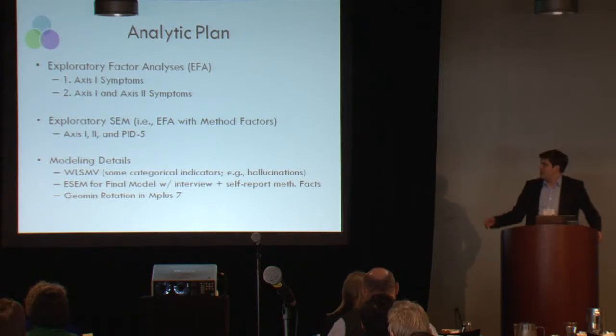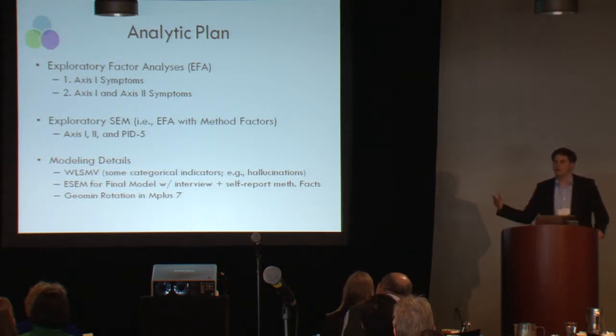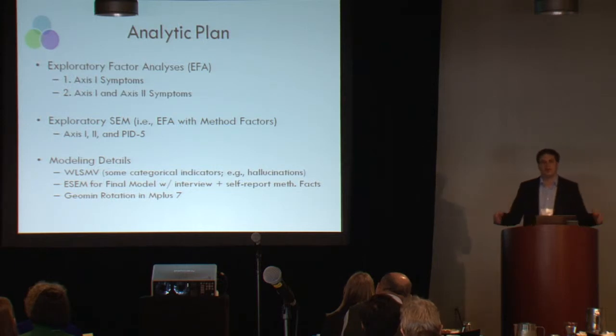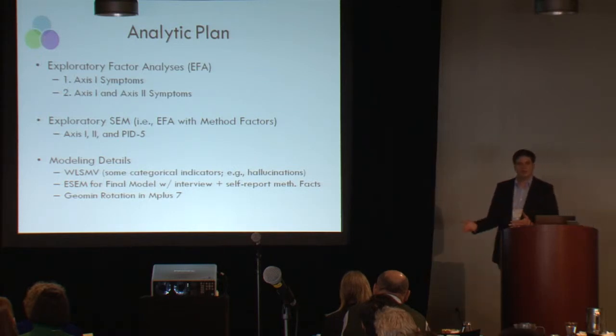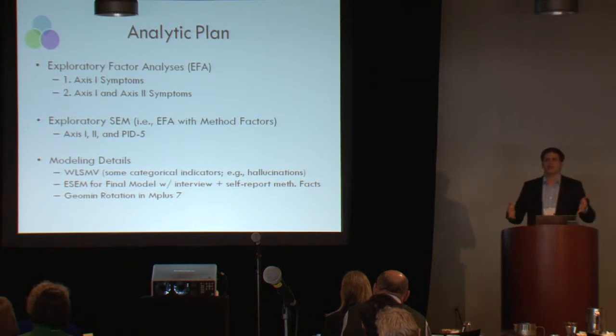And then in the end, we use exploratory SEM to integrate axis 1, axis 2, and the PID-5. Exploratory SEM, for those who may be less familiar, is a way to do exploratory factor analysis, but also include other factors for things like method. In this case, we have a method factor for interview-based data and a method factor for self-report data, so we can partial out the variance associated with each of those and just look at the variance associated with the actual content of the scales. For those who are interested in modeling details, there are some of those right there.